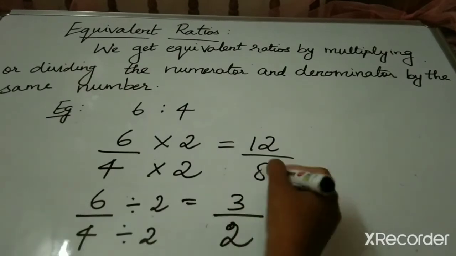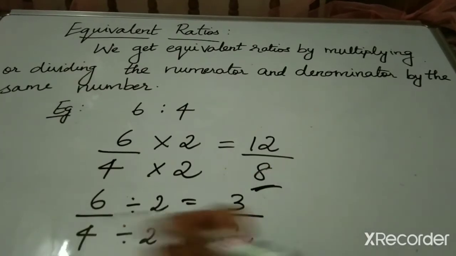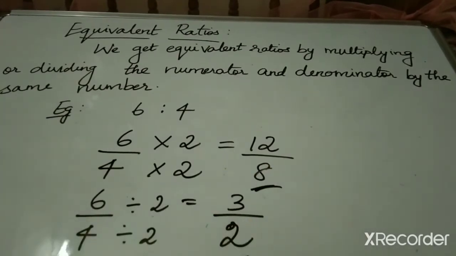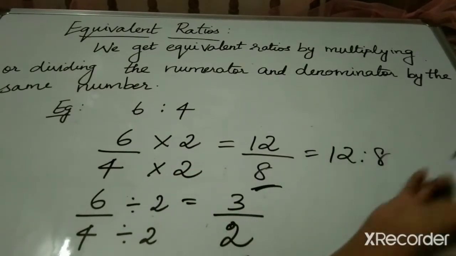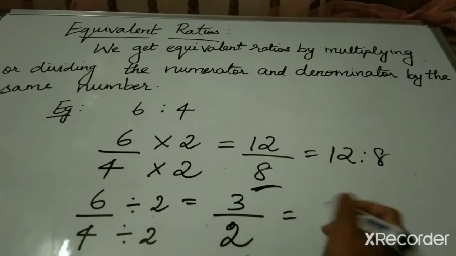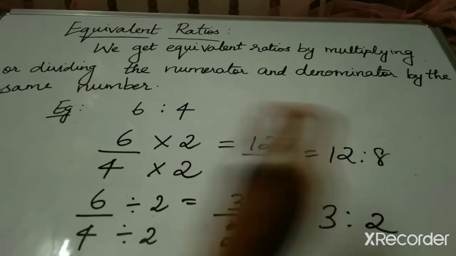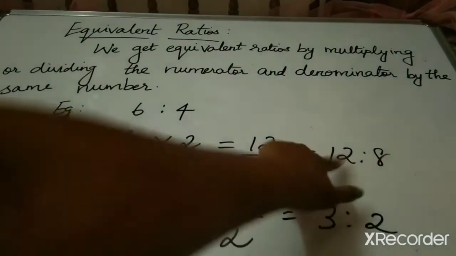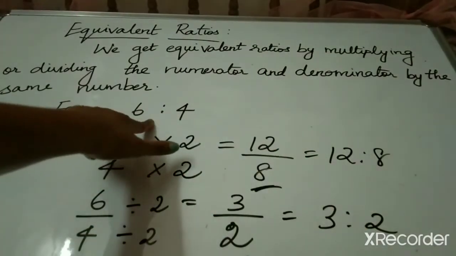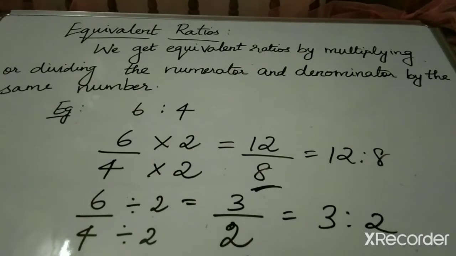So we can say 12/8 and 3/2. 12/8 is nothing but 12:8, yes or no? Now 3/2 is 3:2. So 12:8 and 3:2 both are equivalent ratios of 6:4. Clear, children? This is the way we will find equivalent ratios.